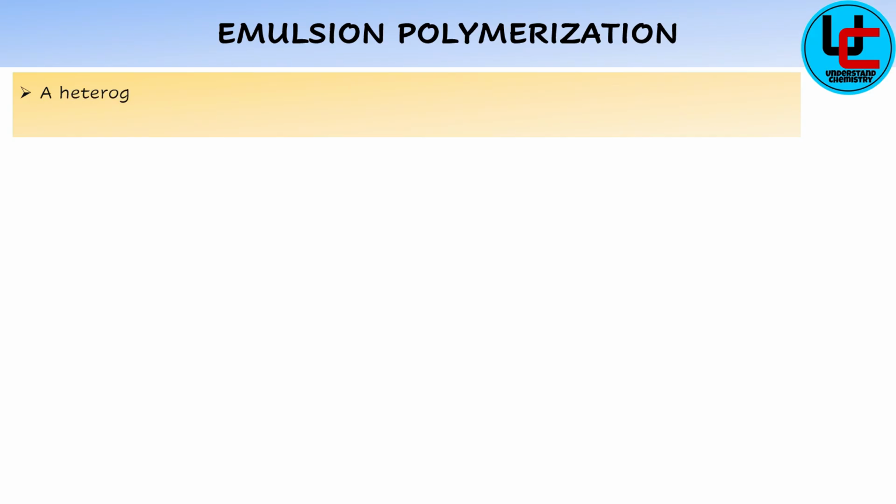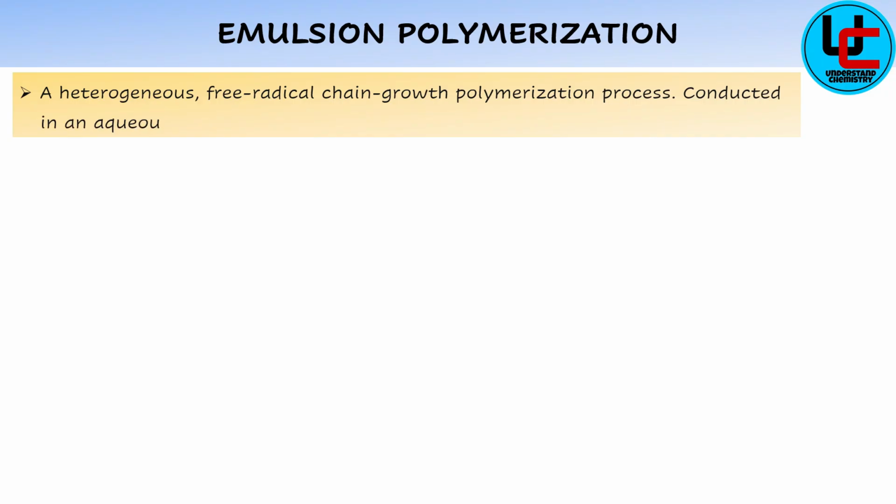In this video, we will dive deep into the mechanism and kinetics of emulsion polymerization. Emulsion polymerization is a heterogeneous free radical chain growth polymerization process conducted in an aqueous dispersion medium. Let us see the difference between suspension and emulsion polymerization.